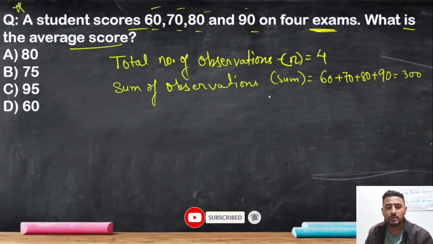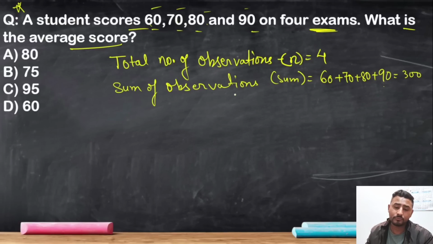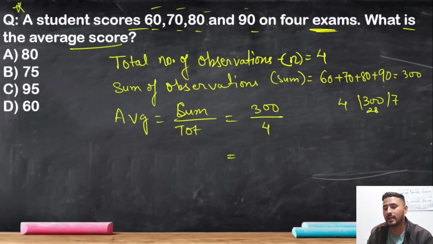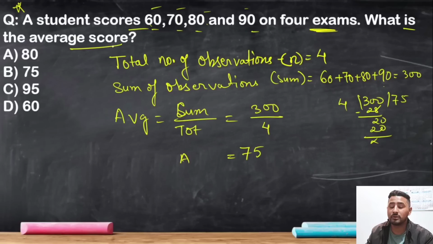What is the average score? Now just use the formula. Average is sum of observations divided by total number of observations, right? Our sum is 300, and the total number of observations N is 4. When you divide 300 by 4, you get 75. So the average score is 75. I hope this is clear.